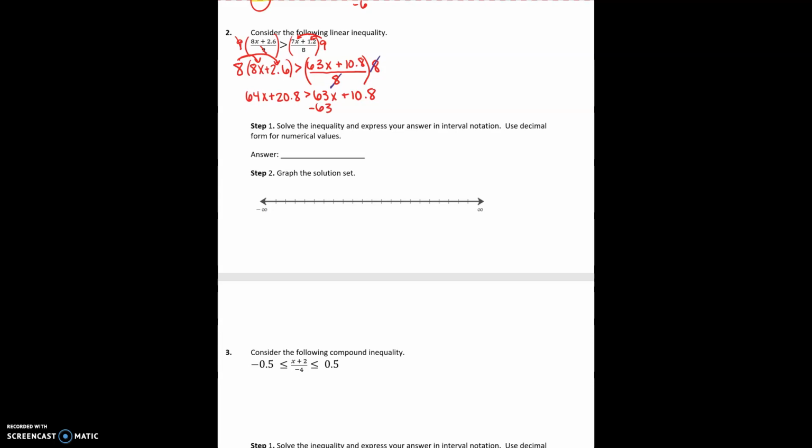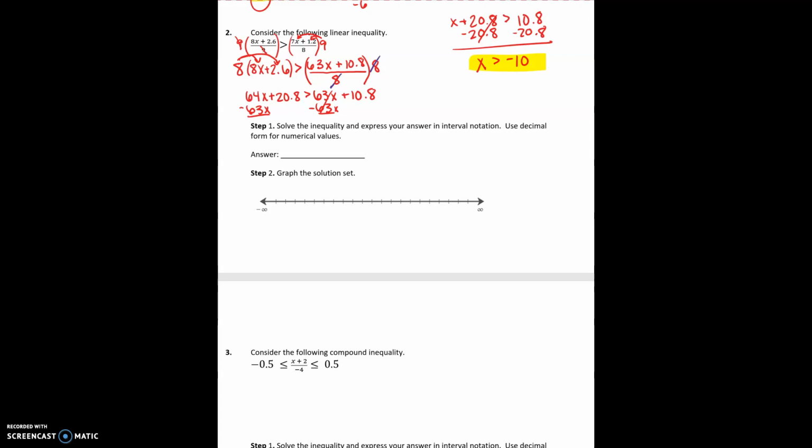I'm going to subtract 63x from each side. This will keep my variable positive. 64x minus 63x is 1x, but I will just write that as x, plus 20.8 is greater than 10.8. Now I'm going to subtract 20.8 from each side. So I'll have x is greater than negative 10. Okay, so here's my answer.